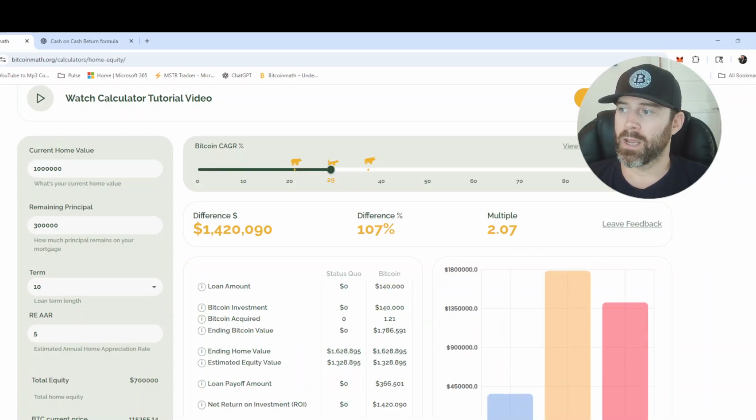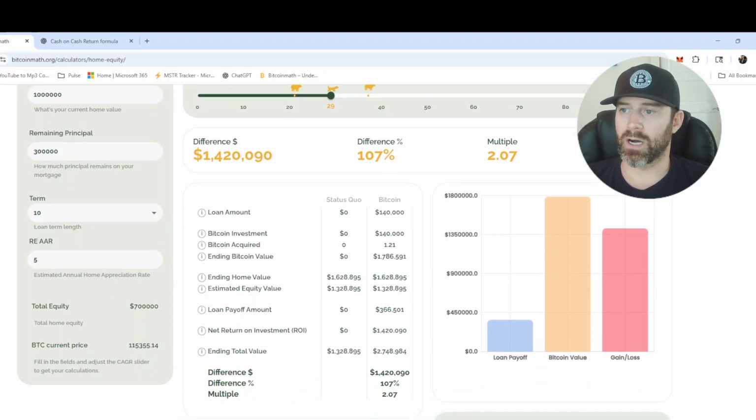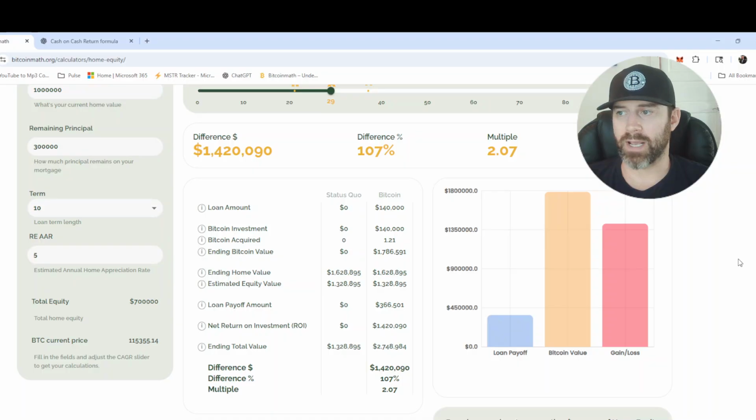Okay. Now, what you're going to see is a couple of data points presented up top. This is really the summary, the difference between the Bitcoin and the status quo scenario. And then you're going to see the data outputs down below, which I'm going to go through here. So status quo basically means you did nothing.